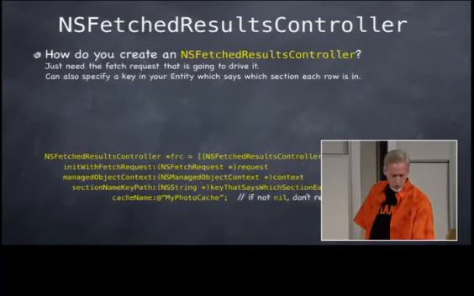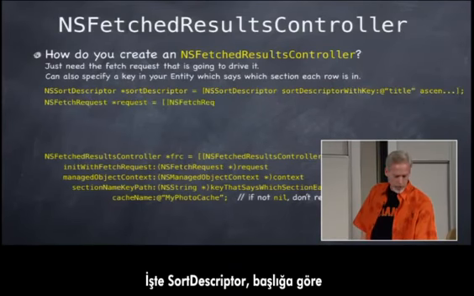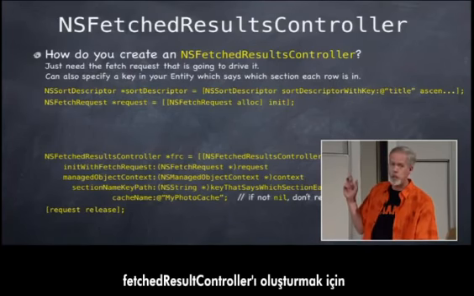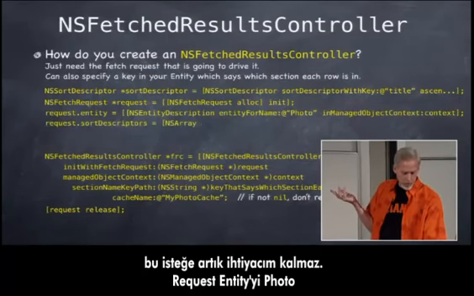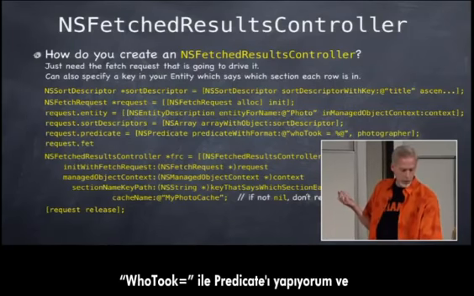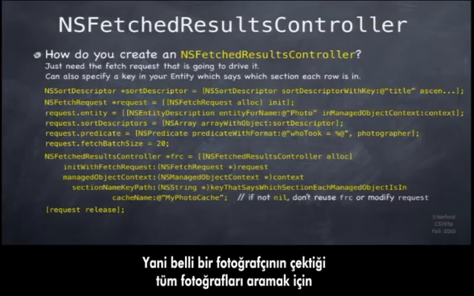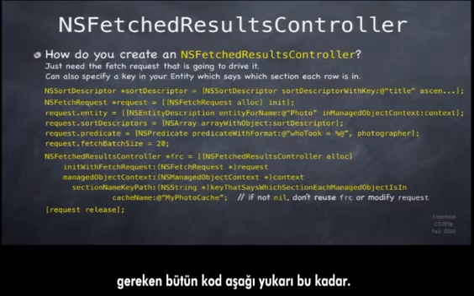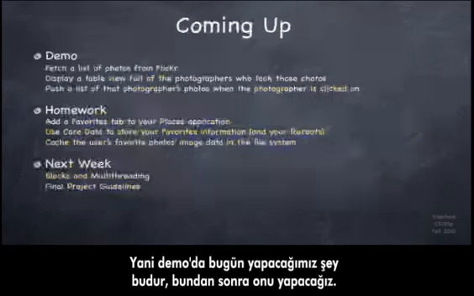Okay, so that's our fetched results controller. How do we create the arguments to it? Here's a sort descriptor. I'm going to sort by title. And here's a fetch request. I'm going to release it because once I pass the fetch request off to create the fetched results controller, I don't need my request anymore. I set my request entity to Photo, set the sort descriptor, do my predicate, whoTook equals, and set my batch size to 20. Voila. That's pretty much the entire code you need to create a table view that will search for all the photos that were taken by a certain photographer. And that's what we're going to do today in the demo.